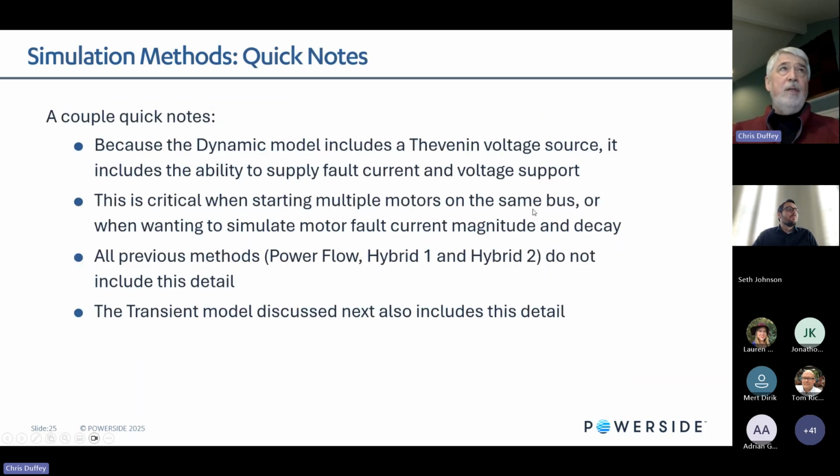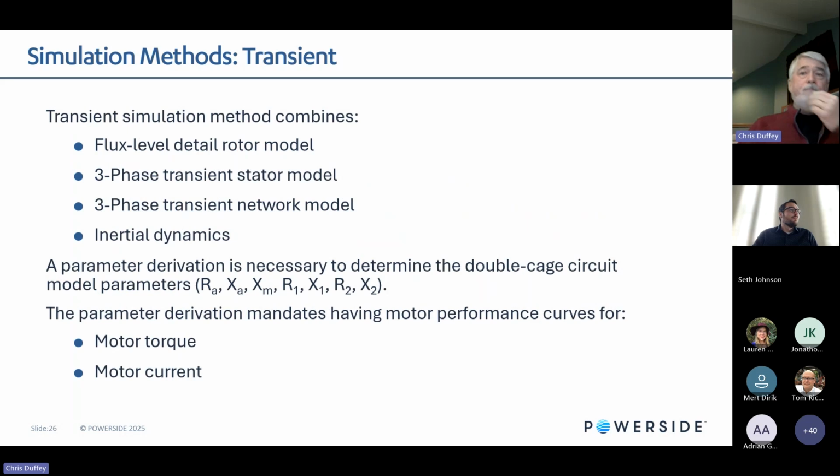And of particular interest, a couple quick notes. Because the dynamic model includes the Thevenin voltage source, it also includes the ability to supply fault current and voltage support. So you can see we transitioned now into a new level of detail. And this is critical when starting multiple motors on the same bus or when wanting to simulate motor fault current magnitude and decay. All the previous methods, the power flow, hybrid 1, hybrid 2, they don't include this detail. The transient model, which we're going to look at next, does.